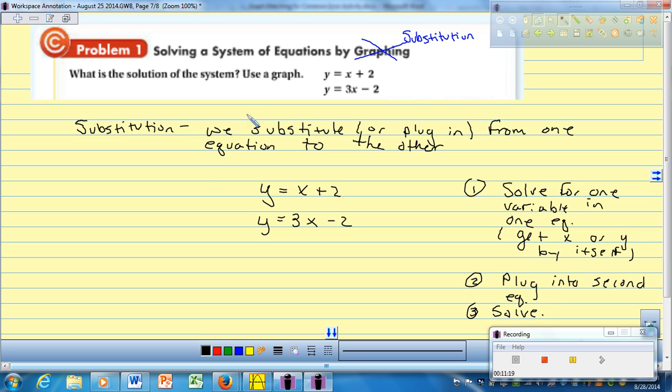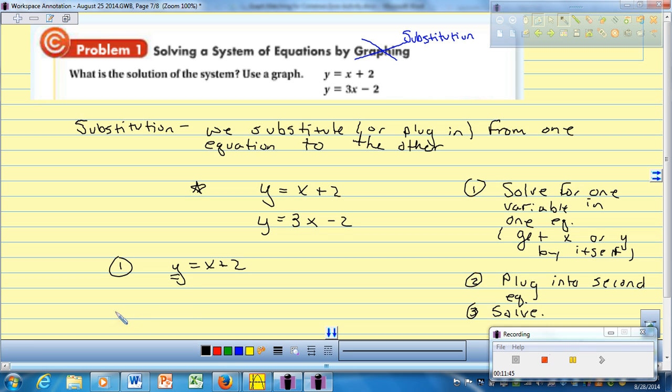Okay, so let's look at this first equation right here. Let's get x or y by itself. Well, tell me something. Is x or y already by itself? What's by itself? The y is already alone, correct? Yep. So step one is already done. Y equals x plus 2. We don't need to move anything. The y is by itself.